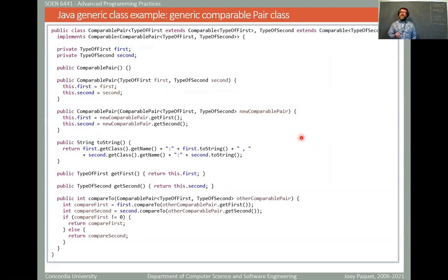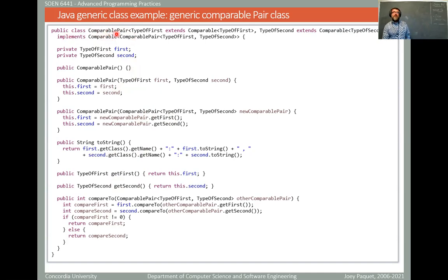Now, the compareTo method is part of an interface that is called Comparable. Okay. So here I'm creating another class called ComparablePair. It's going to be the same class I had before. It has first and second. It has a constructor. It has a copy constructor. It has a toString. It has getFirst, getSecond. But then what I want to do is to enable the compareTo interface on this ComparablePair class. So it will essentially implement the Comparable interface.